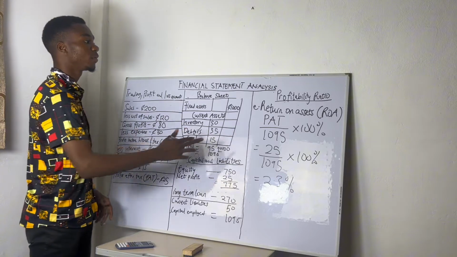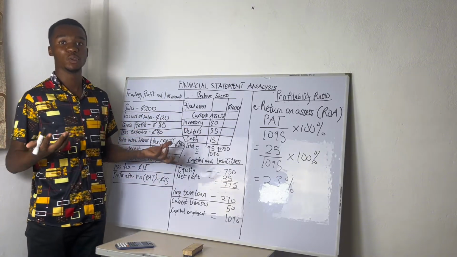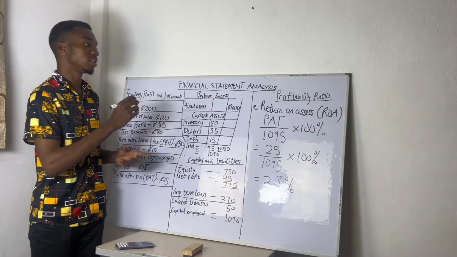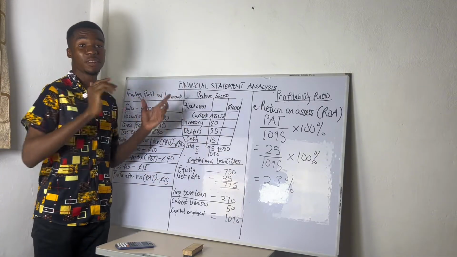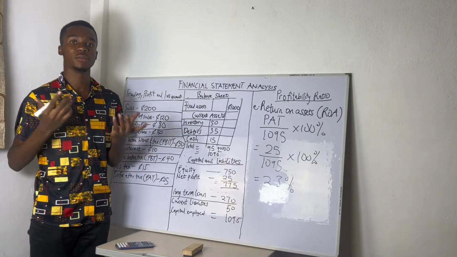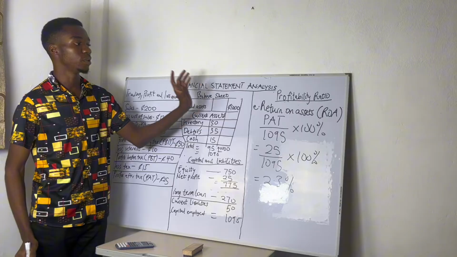So you use this formula if you want to see if the assets are being used well, how effectively they are being utilized. If it is very high, it means you are using the assets very well. But if it is low, it means there's not much effective usage of the assets. So that's about the return on assets.